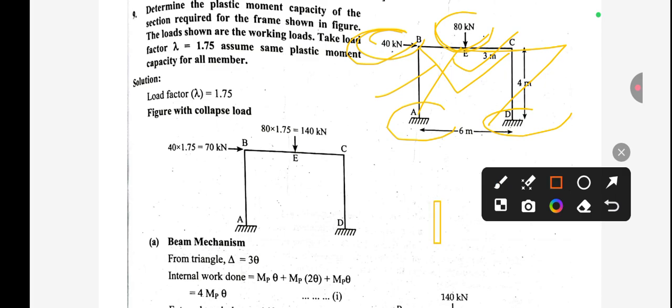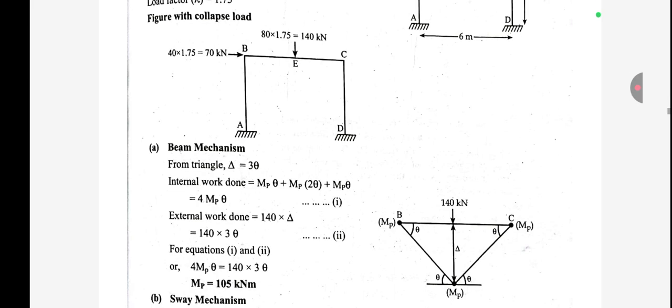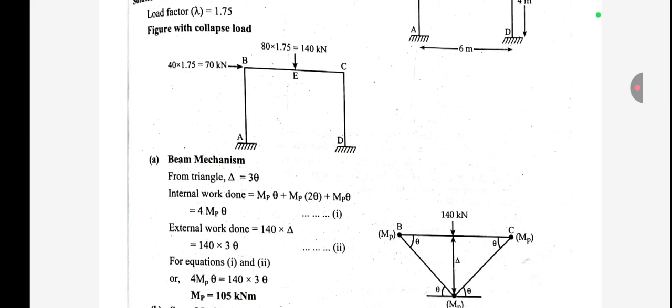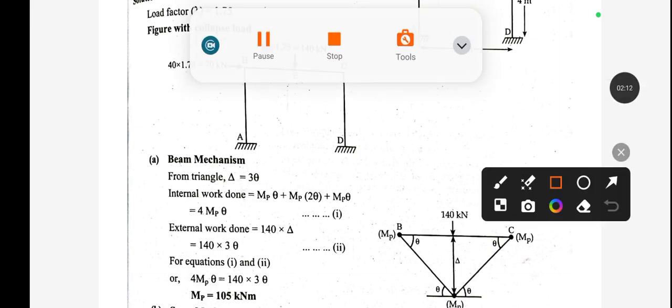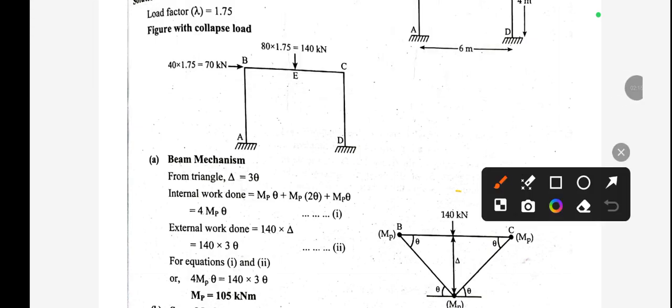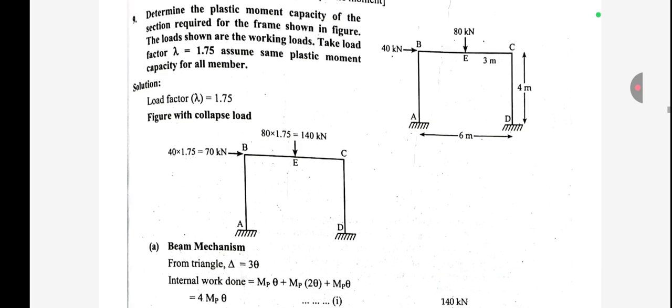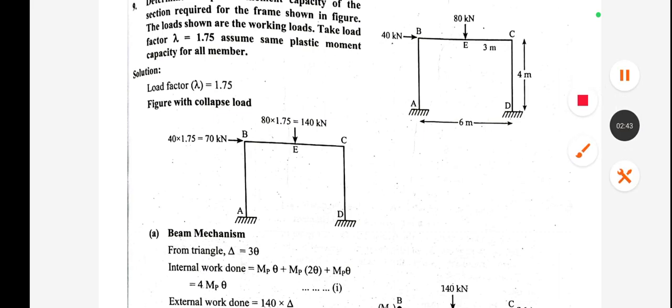First one is the beam mechanism. In the beam mechanism you can see here, as I said, due to the 80 kN this beam will deflect like this, and suppose the deflection is delta 1. The value of Mp is the same, so we write the same here. And this portion BC will be seen like this, and you can see this load is acting at the center of this span BC.